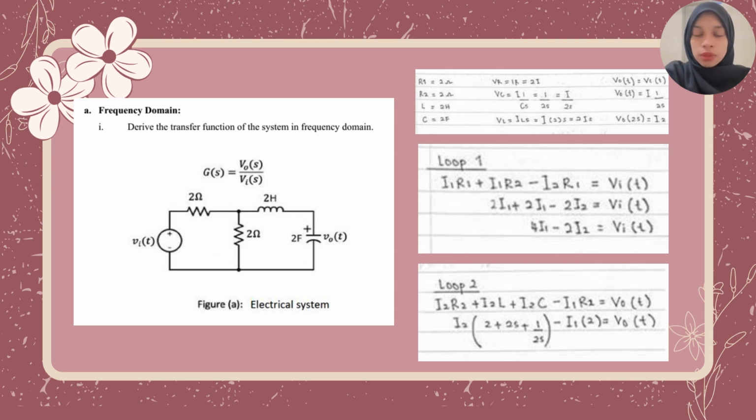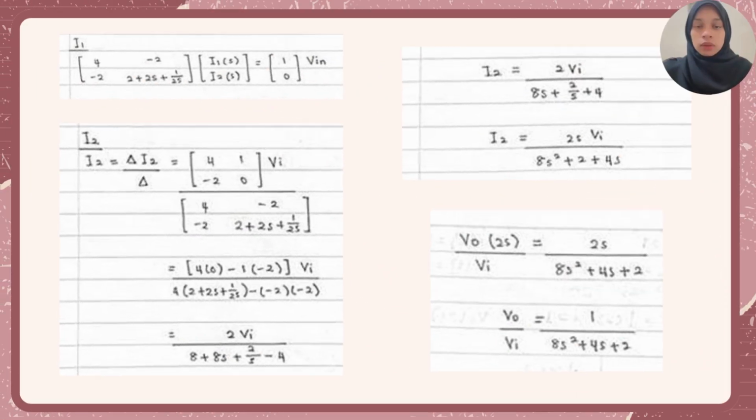There are two loops. For loop 1, I1 R1 plus I1 R2 minus I2 R1 equals Vin, and the equation for loop 1 is 4I1 minus 2I2 equals Vin. For loop 2, I2 R2 plus I2 L plus I2 C minus I1 R2 equals Vout, and the equation for loop 2 is I2 times (2 plus 2s plus 1 over 2s) minus I1 times 2 equals Vout.